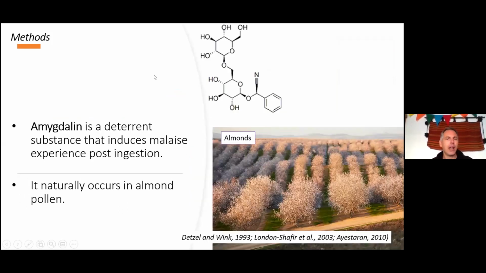Amygdalin is a deterrent substance that has been shown to induce a malaise experience after it was diluted in a sugar solution and offered to the bees. And it is a compound that can be found in pollen from almond trees.